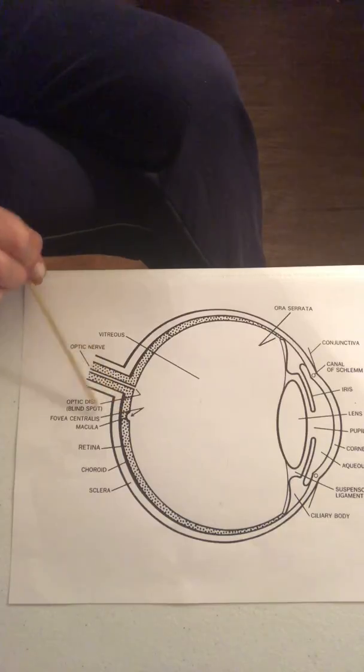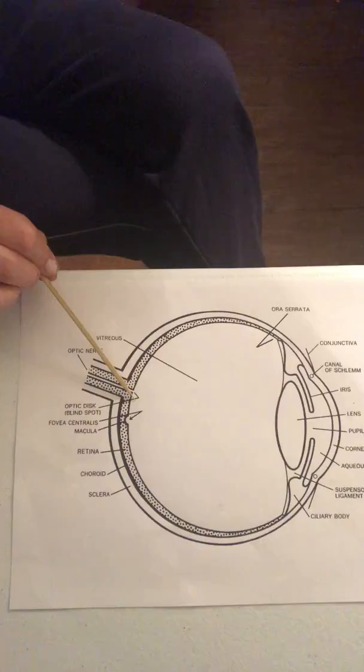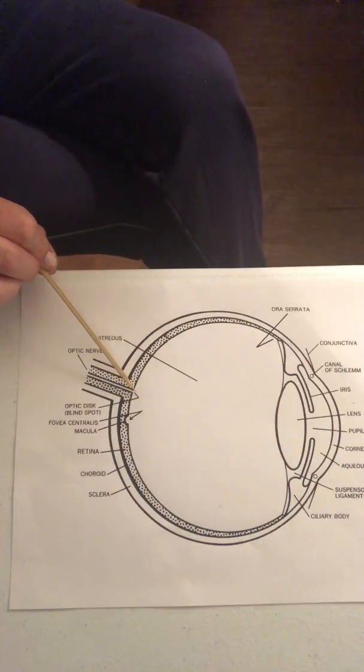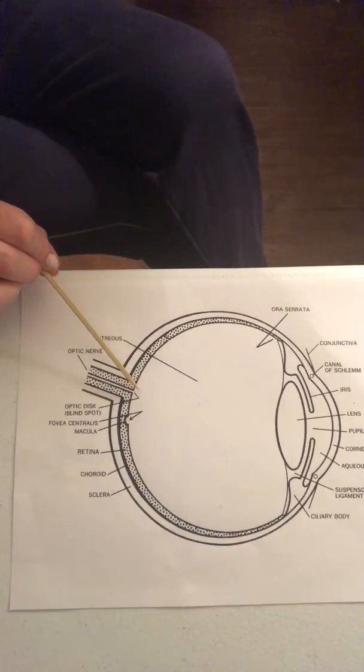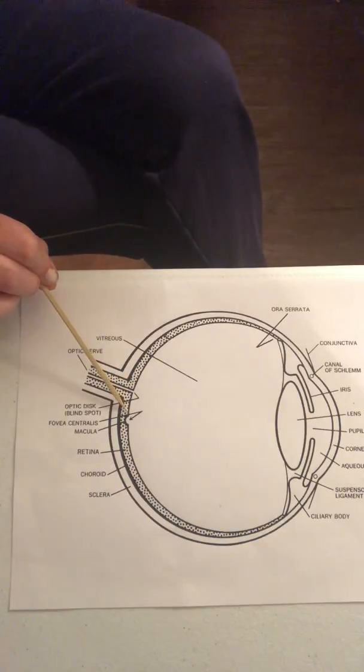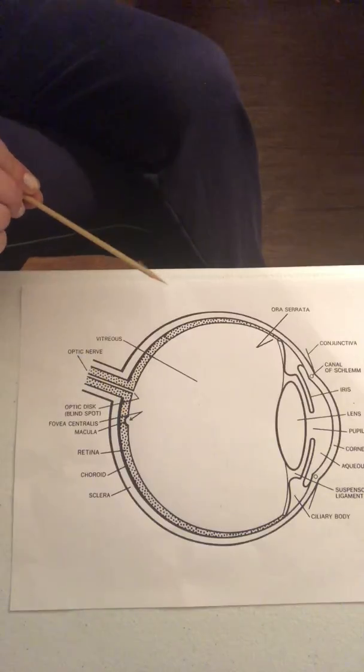Then right here, it's pointing to the little indentation here. We have the fovea centralis. It is the central part of the macula, and it has the highest concentration of cones, and it is the only spot where we have 20/20 vision. It is also the place that can affect color blindness and is the center of our vision.